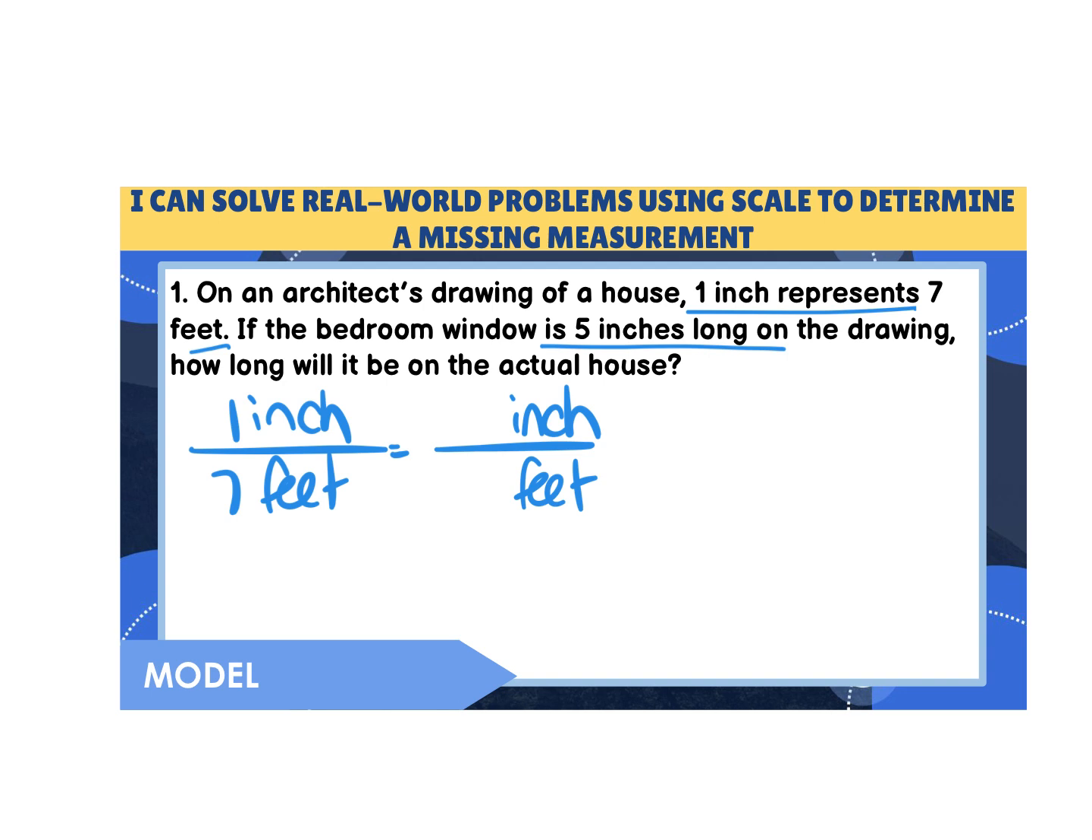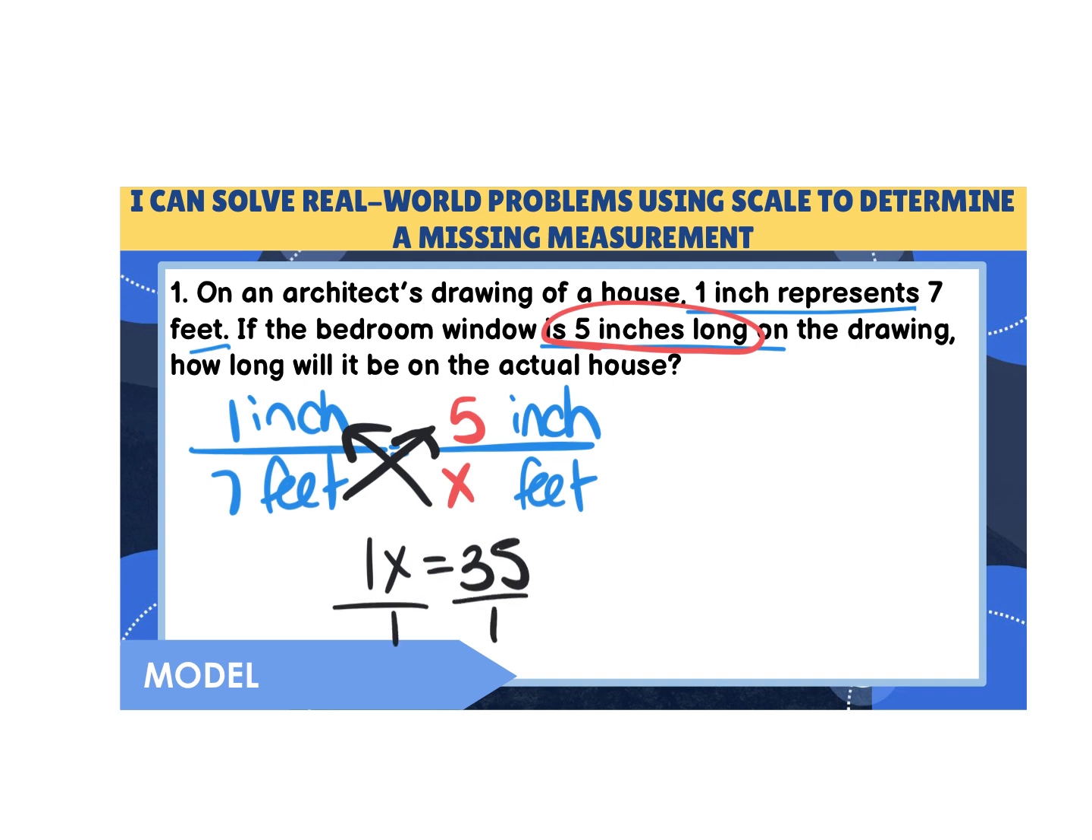So if the problem says that the window is 5 inches, we know inches is on top, so 5 goes here, and x goes on bottom. And then we would just solve our proportion. We know 1 times x is 1x, and 7 times 5 is 35. We could divide by 1 on both sides, but we know that'll just give us 35. And x is in feet, so let's be proper and let's write 35 feet.